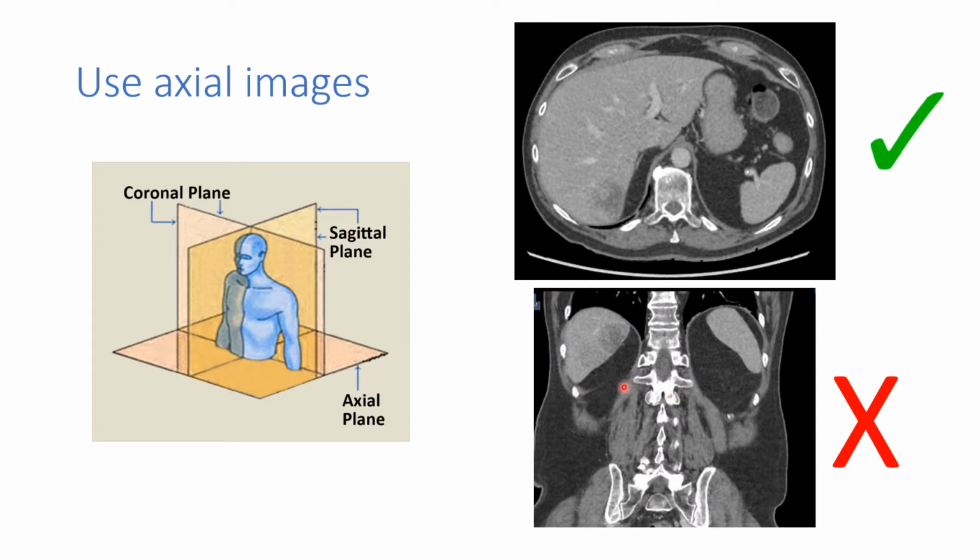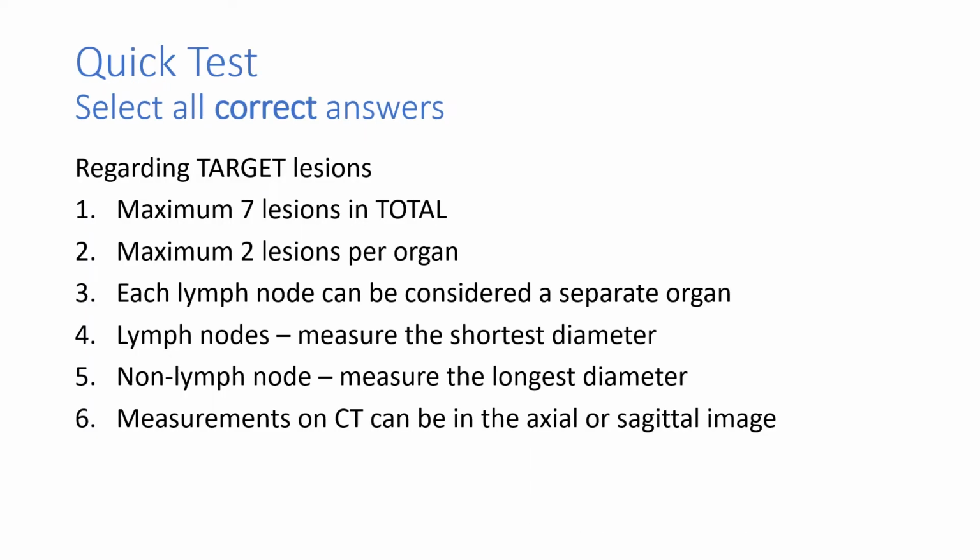When you're using CT scans, you always use the axial plane, which is this one. You don't use the sagittal plane or the coronal plane, which is this one, to measure.